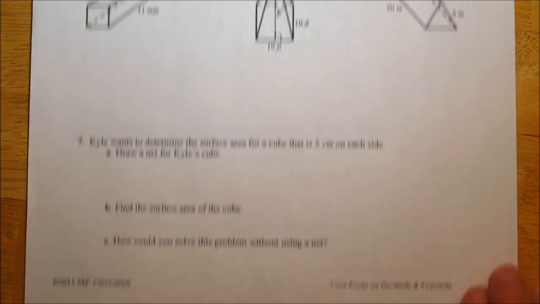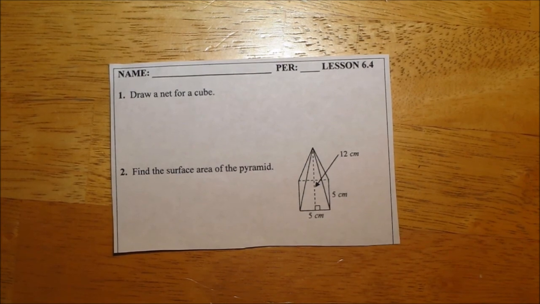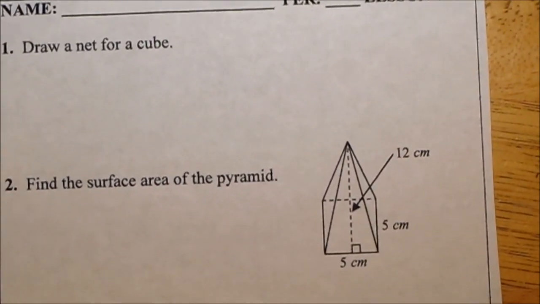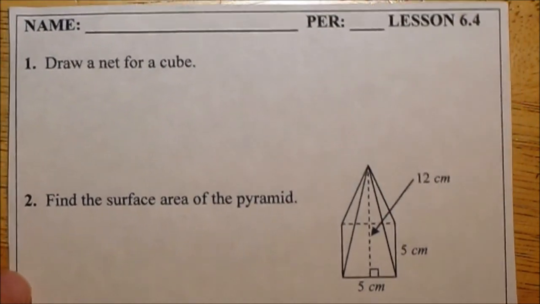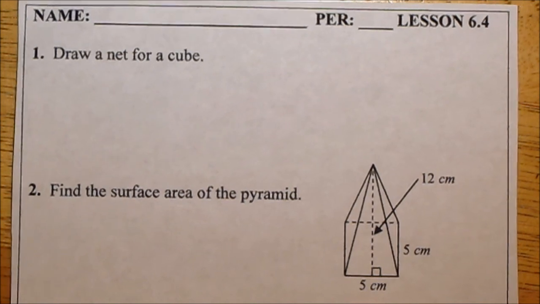Okay, so that's the worksheet for lesson 6.4. Last is the exit ticket for 6.4. I don't give you the answers to this. Your teacher may use it in different ways, but I'll just show it. So the exit ticket has 2 problems. The first one is draw a net for a cube. That should be old hat by now. And the second one is find the surface area of this square-based pyramid, and we've done that in this video as well. So you should be well prepared for how to work this.